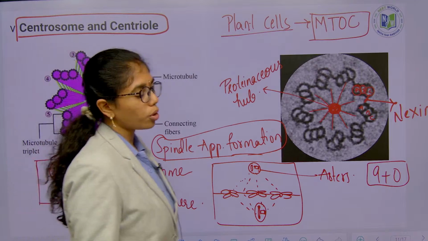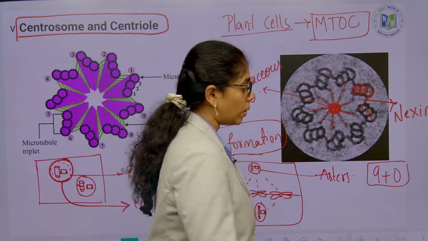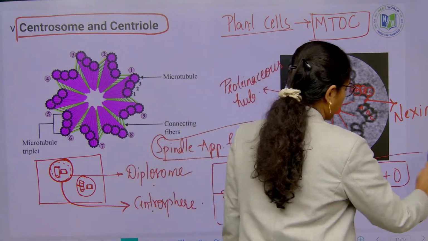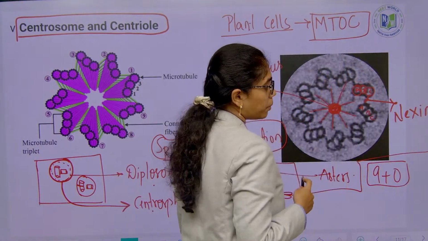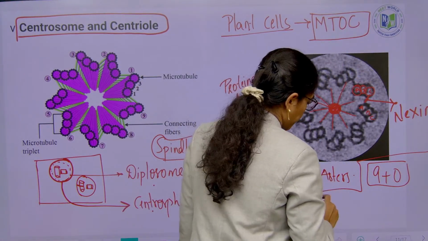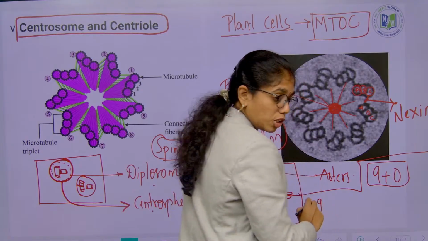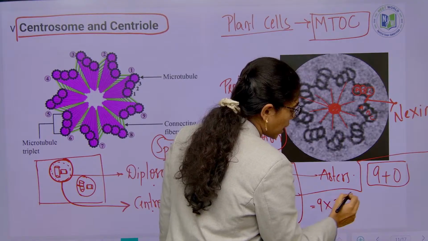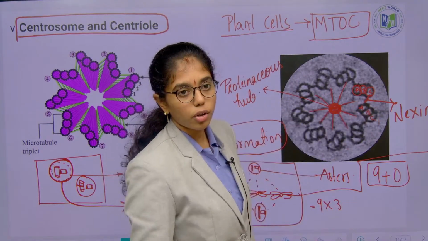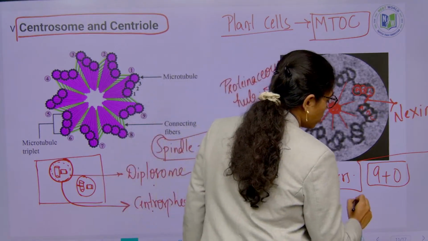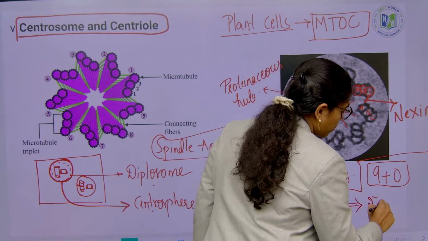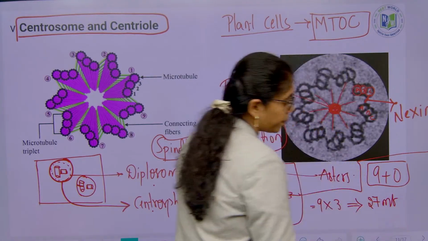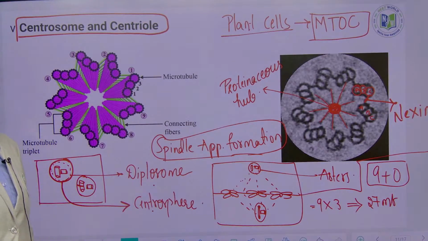How many microtubules are present in total in a centriole? Can anybody tell me? In this single centriole, how many microtubules are present? 9 radial spokes, right? To each radial spoke, how many microtubules are there? 3 peripheral microtubules. So total how much? Very good. 27 microtubules. Good. So this is the story of centriole and centrosome.